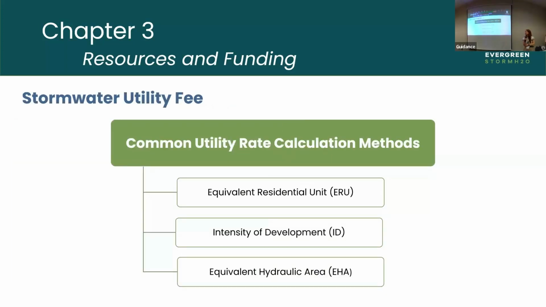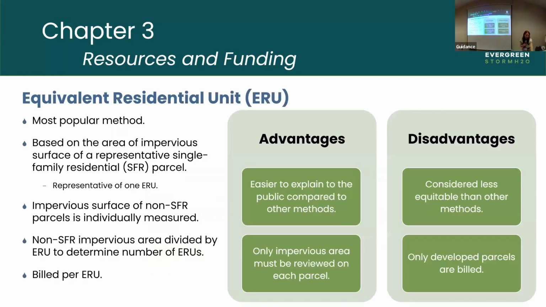So the three common methods used to calculate this are the equivalent residential unit, or the ERU, the intensity of development, or the equivalent hydraulic area. The first one to walk through is the equivalent residential unit. This has been reported as the most popular method. How this works is it is based on the impervious surface of a single family residential property, and that is equal to 1 ERU.